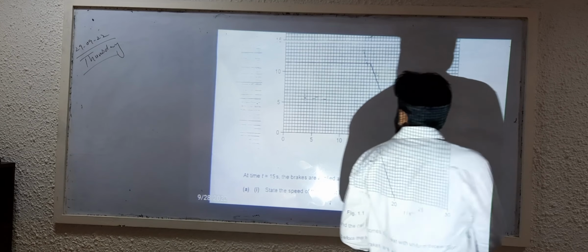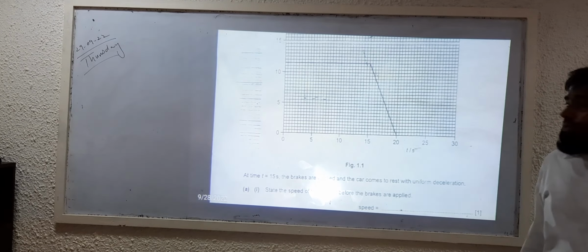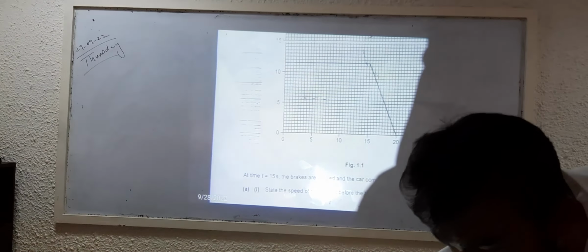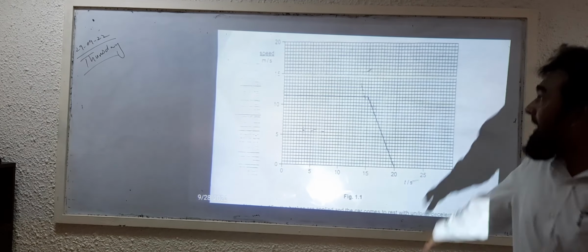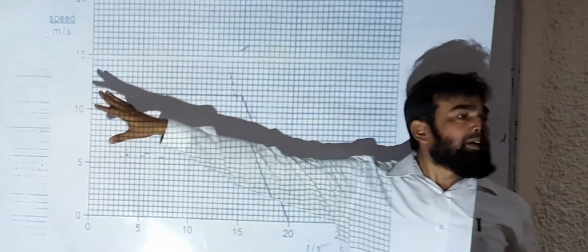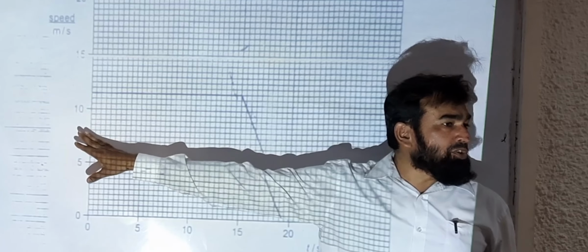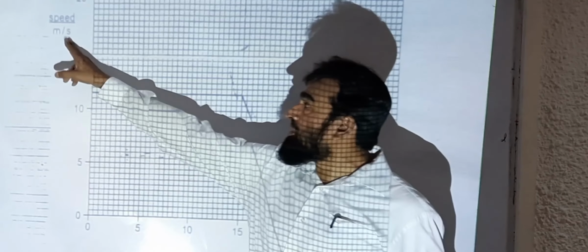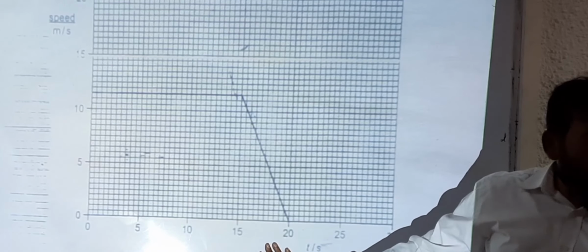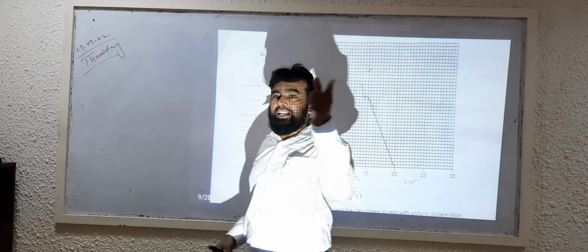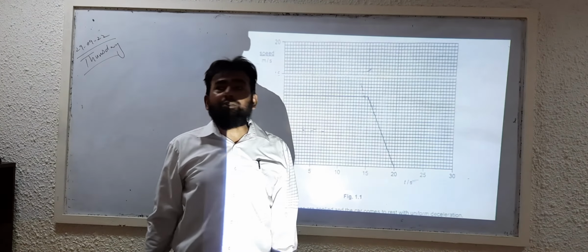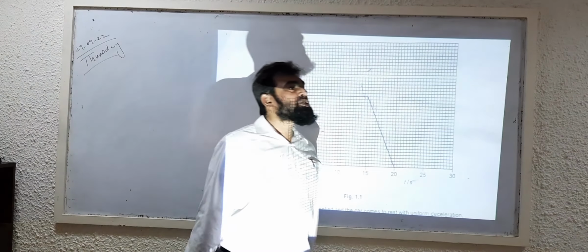Here you can see that this question is related to speed time graph. First of all, before starting the solution of the question, you will have to observe that this is a speed time graph. I told you with reference to the speed time graph that the gradient of the graph gives acceleration, and area under the graph gives you distance or displacement.